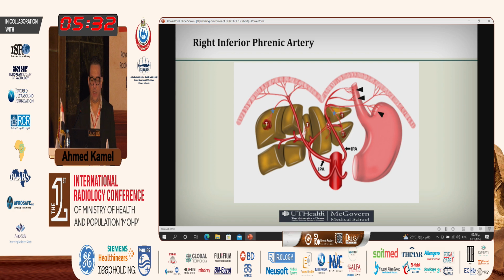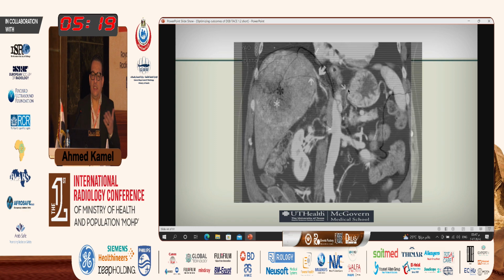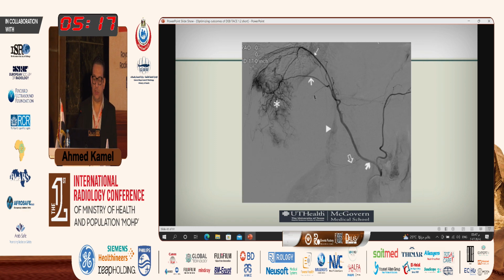This is the inferior phrenic artery. Here's a large HCC, and you can see even on the CT, there is hypertrophy of that artery here compared to the other side. So the right inferior phrenic artery is hypertrophied compared to the other side. So we expect that probably this is feeding that large tumor. And indeed, when you do the angiogram, you see that this artery, again, larger than the other counterpart, is really large and it's feeding a huge part of the tumor. So you have to embolize this one.